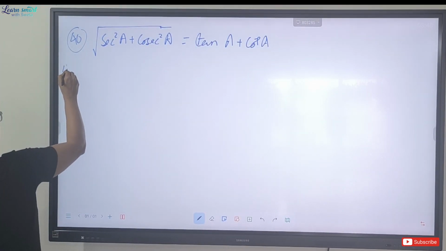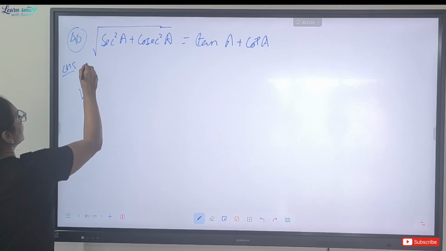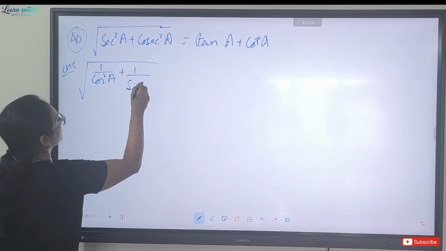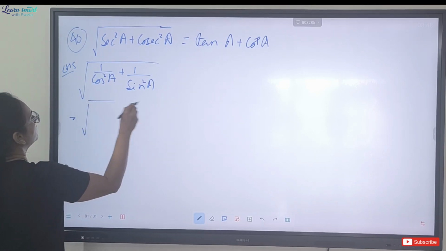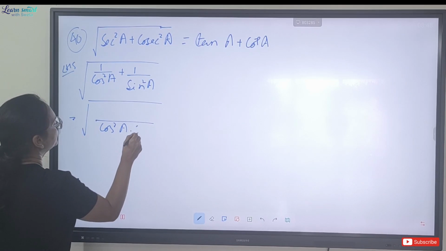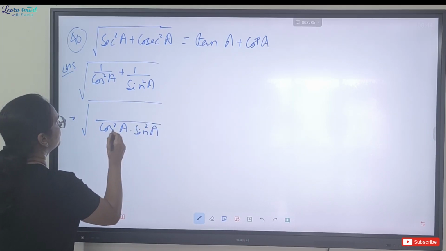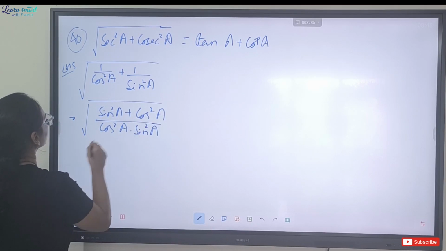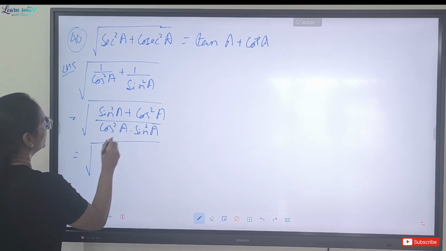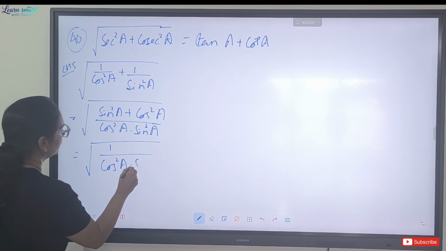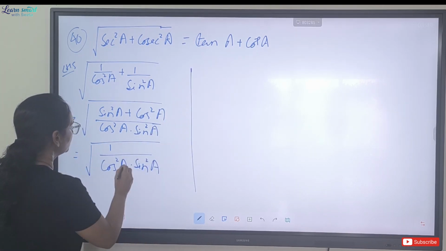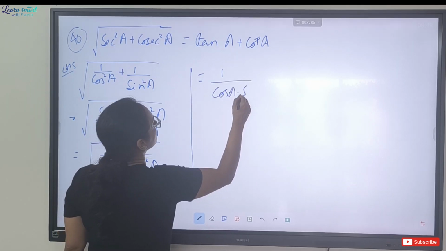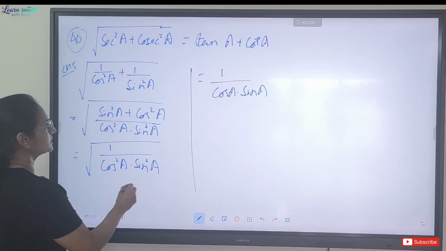Let's solve this question number 40. So let's write its LHS as root of 1 by cos square A plus 1 by sin square A. And then we have cos square A into sin square A. And in the numerator we have sin square A plus cos square A. So this can be written as 1 in the numerator and in the denominator we have cos square A into sin square A. So we can write this as root 1 is 1 upon cos A into sin A. Right? 1 upon cos A into sin A.